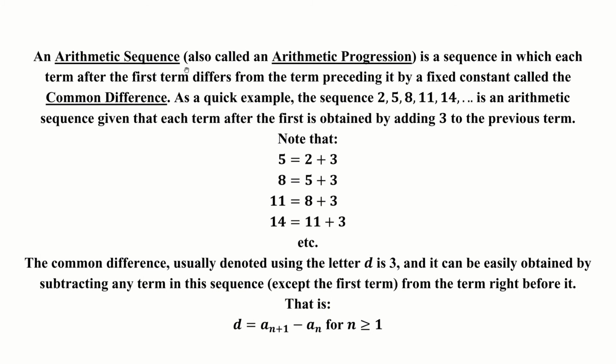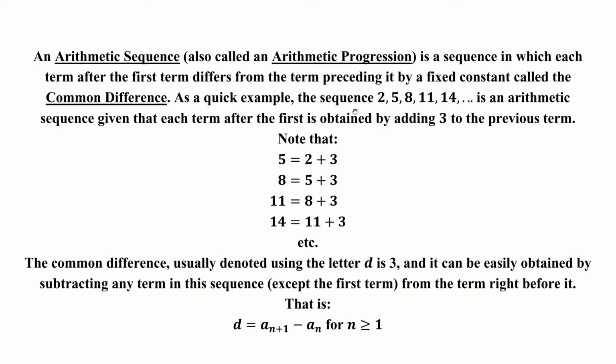An arithmetic sequence, which is also known as an arithmetic progression, is a sequence in which each term after the first term differs from the term preceding it, which means the term that comes right before it, by a fixed constant called the common difference.